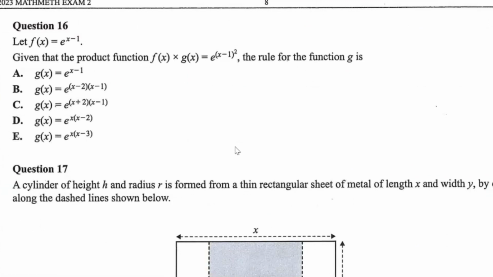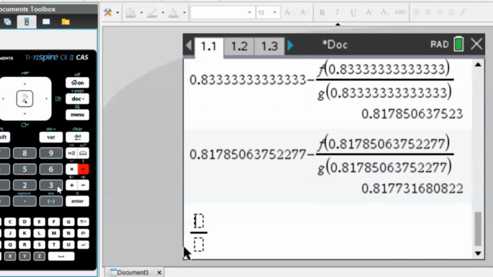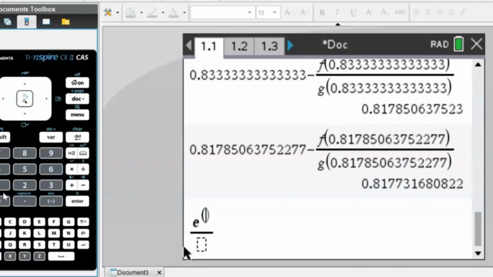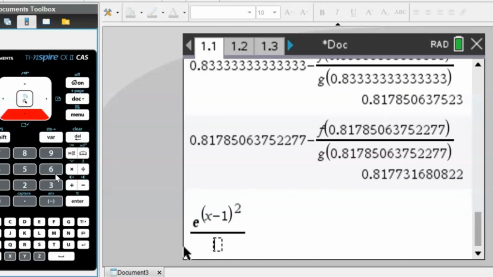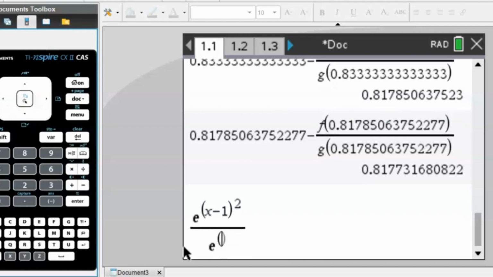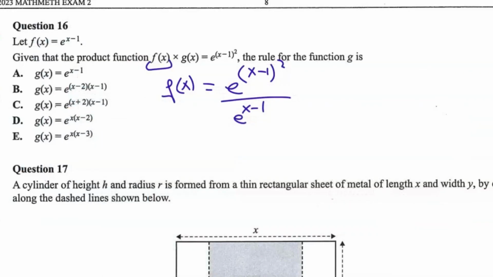Now the next one. We could also use the CAS for this one, so it's not a hard question either. So we know g of x will be e to the power of x minus 1, divided by what f of x is. If I use the CAS, what do I get? I'm going to say e to the power of x minus 1, if I'm not wrong, squared, over x minus 1. Is that what it was? Let me just double check. x minus 1, yeah.